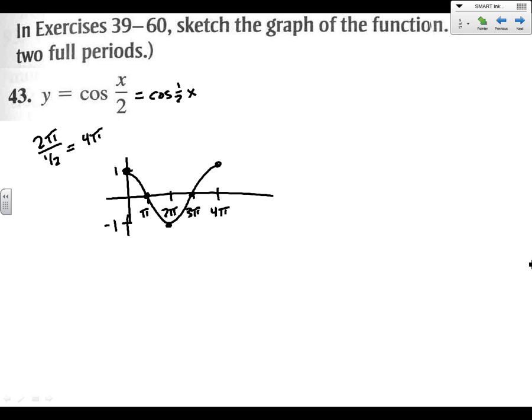It says we need 2 full periods, so let's keep going. And we're counting by pi's. 5 pi, 6 pi, 7 pi, 8 pi. We're going to go starting down and finishing high again. We'll complete our curves.